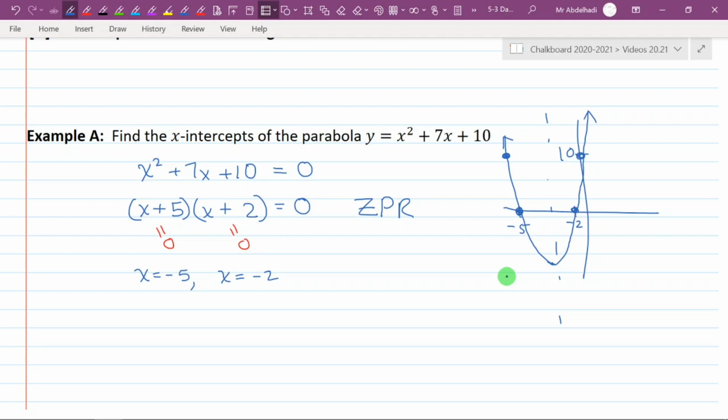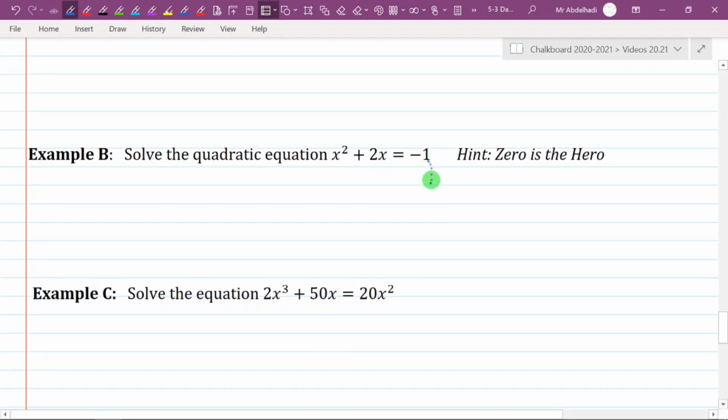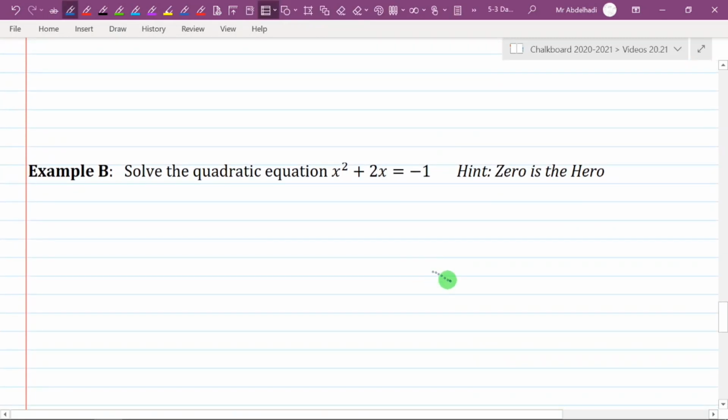All right, let's go on to the next thing here. Solve the quadratic equation. Hint, 0 is the hero. Yes, once again, you can't use the zero product rule unless you have a 0. Do I have a 0 here? No, I don't. I have a -1. So the first thing I need to do is I need the hero. Where's the 0? Okay. Well, how do you make this a 0? You get rid of whatever's here. This is a -1, so I'm going to add 1 to get rid of it. Now this becomes equals 0.